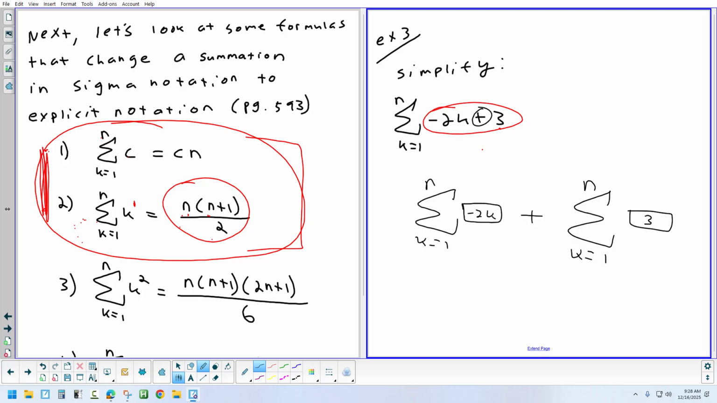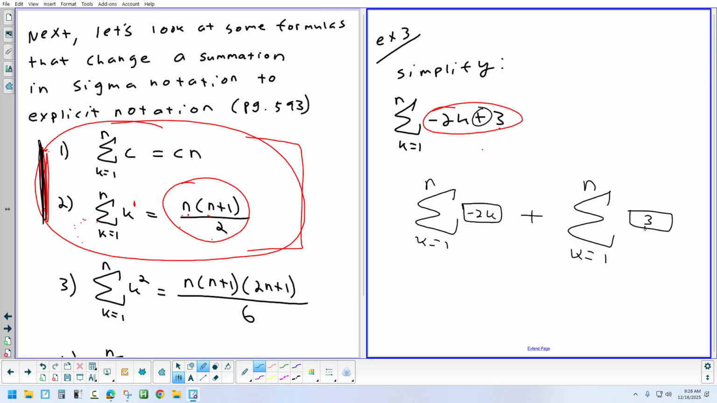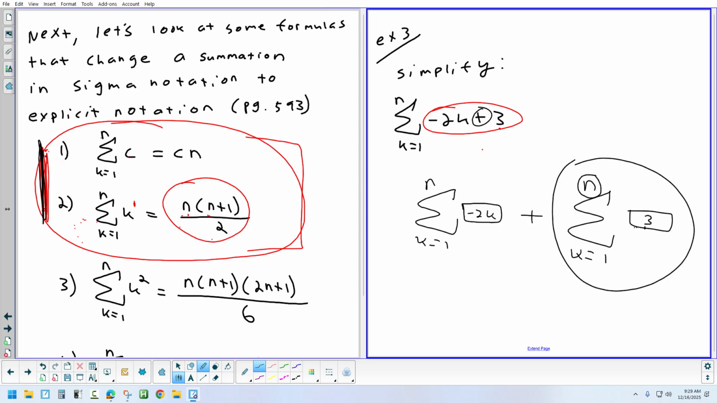Now, does either one of those sigmas now match one of these rules? Which one? The last one, yeah. This last one right here is just saying to add up the number 3 this many times. When you plug 1 in right here, you get 3. You plug in 2, you get 3. And you just keep getting 3, n times. So if I use rule 1, what does this turn into? 3n. And that's the goal. We don't want the sigma. We want it gone. Okay, so that one's gone.